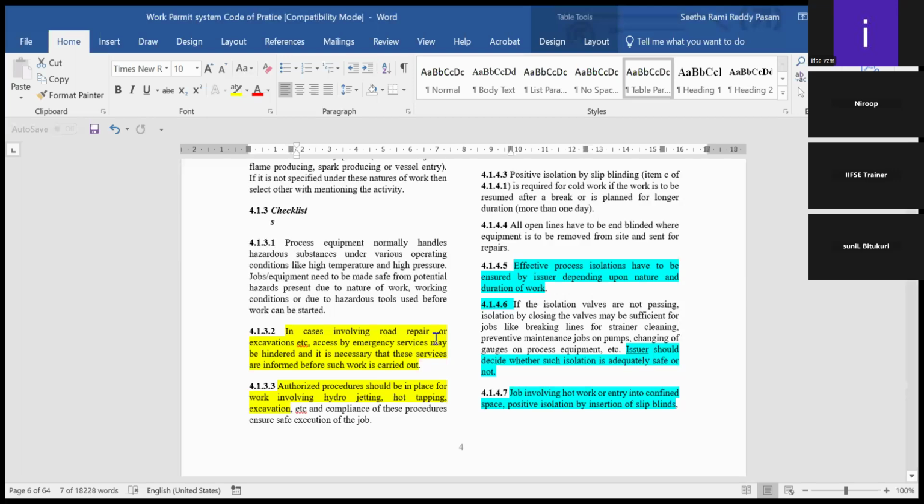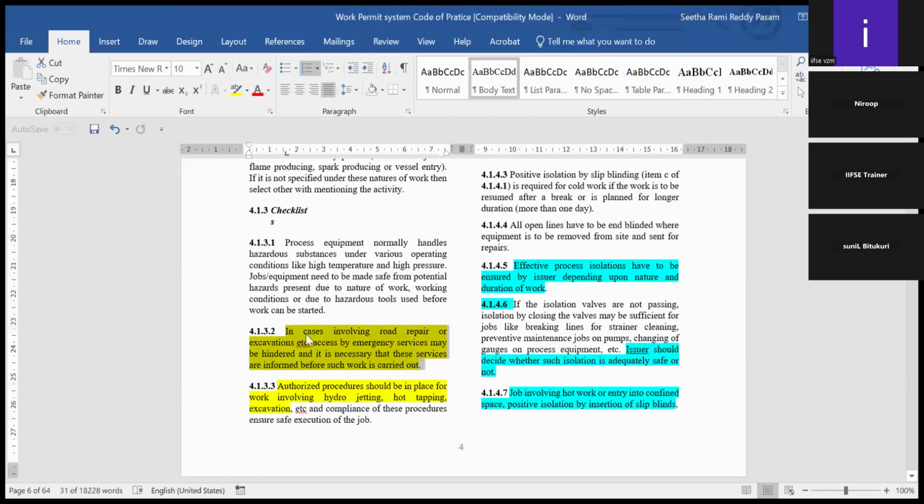Sometimes, in the case of a road repair or any excavations, the emergency services may be hindered, and it is necessary that those services are informed before such work is carried out. For example, if excavation work is happening and there is a fire hydrant line passing through, or any electrical equipment, or fire alarm system cable routing is passing through, in those situations we have to inform the concerned department.